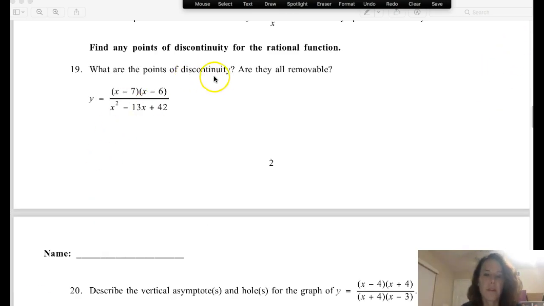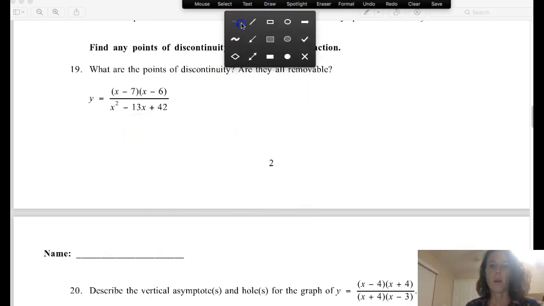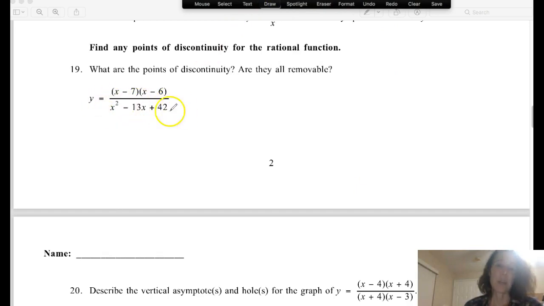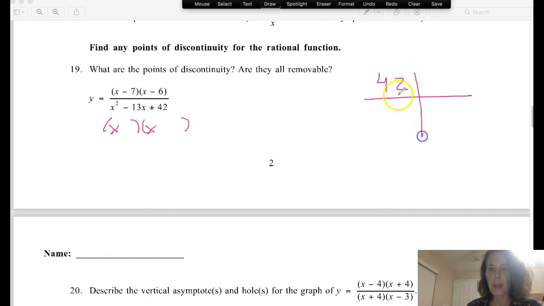All right, what are the points of discontinuity? Are they removable? Basically, all we're doing here is looking for where is my denominator equal to 0? Because my graph can't be that. I can't divide by 0. So what I'm going to do here is factor my denominator. Okay, let's go ahead and factor it. This will be x and x. I need to know the factors of 42 that might add up to being -13.